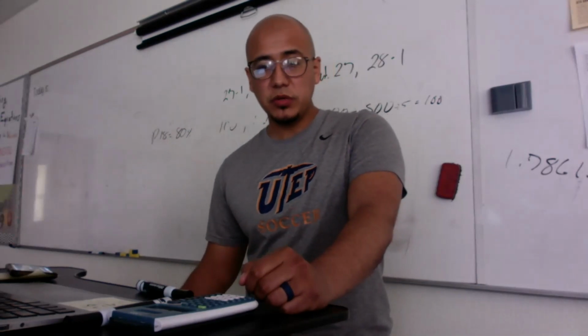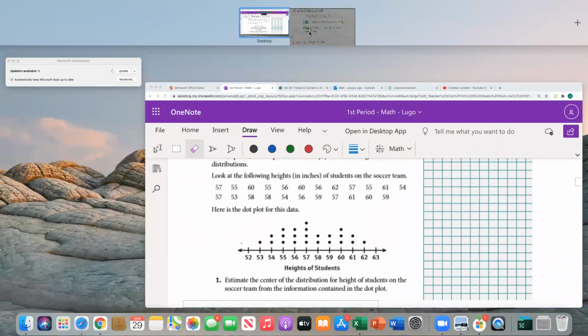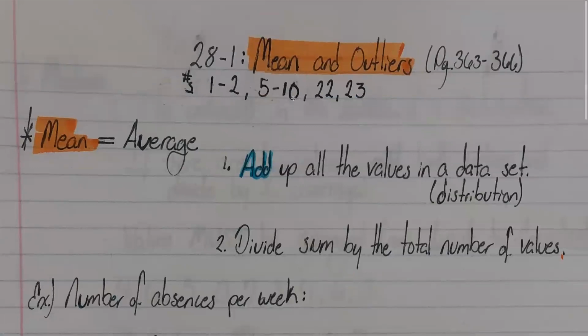Today we are going to be going over 28-1. We're going to be talking about mean and outliers. And so with that in mind, ladies and gentlemen, as you know by now, you can take a look at the notes on OneNote or simply follow along by pausing as we go along and copying the notes so that you're not falling behind.